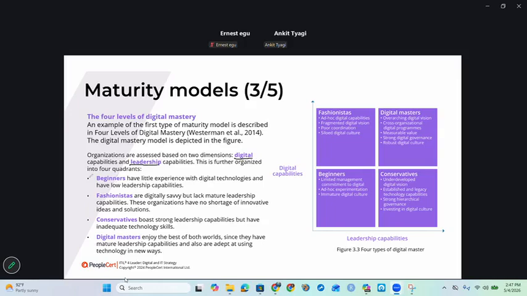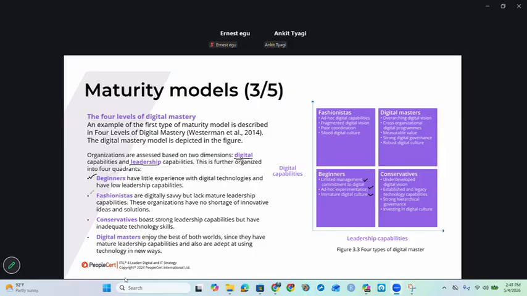Beginners are the ones who have little experience with digital technologies and have low leadership capabilities. What kind of characteristics do we find in a beginner organization? There is limited management commitment to digital, ad hoc experimentation is what is being done, and immature digital culture. These characteristics, if we see that in the organization, they are still at the beginner level.